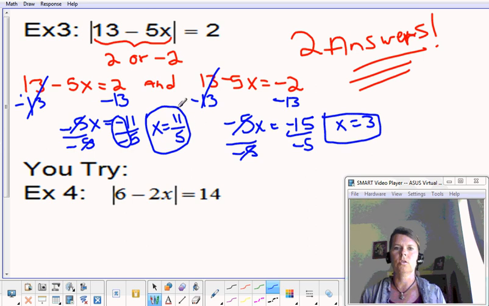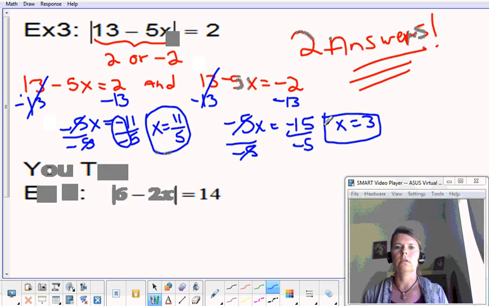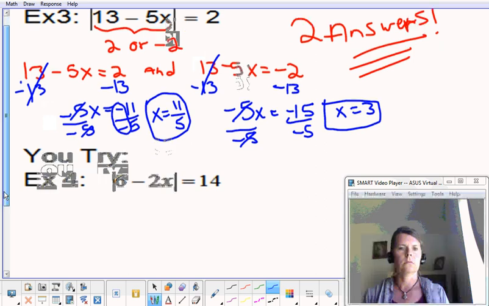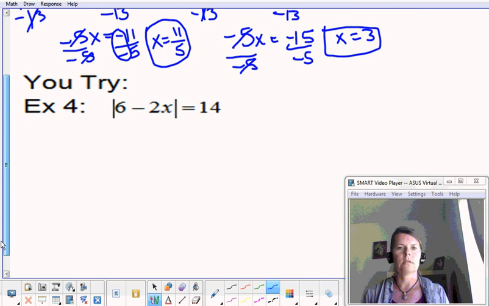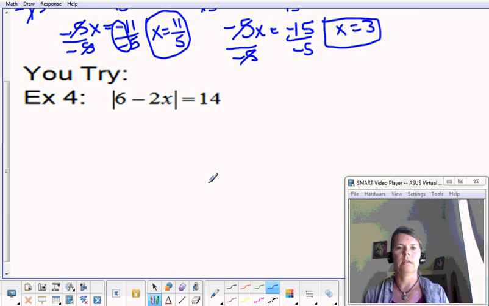Okay, check your answers. You should have gotten 11/5 and x equals 3. And if you didn't get those answers, look back at the steps that I did while you were doing yours and see where your mistakes were. Okay, and again, now try the next one. Try the whole thing by yourself, and then I'll give you the correct answers.